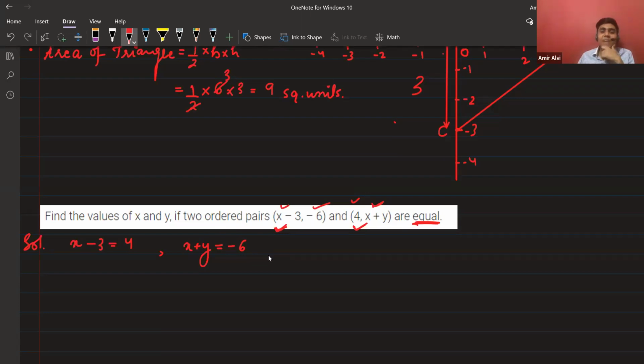I'm saying that, dear, can you get the value of x from this equation? Just take 3 on this side. You will get the value of x. Right? Yes or no? Yes. Now we have got the value of x. So what do we need to do to get the value of y? If we get the value of x, what do we need to do?